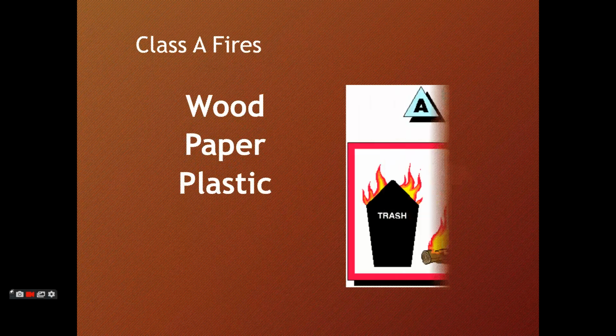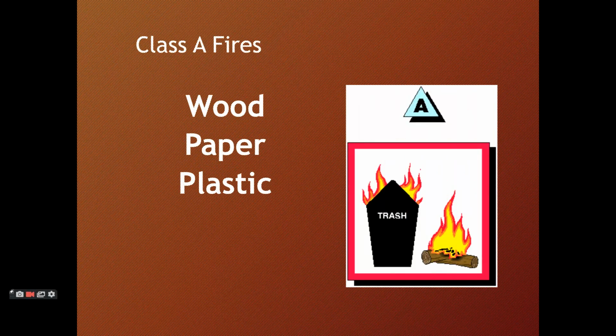Class A fires. The class A fire is wood, paper, plastic. Okay, any solid material will be classified under A fires. Like wood, paper, plastic, it's all solid.